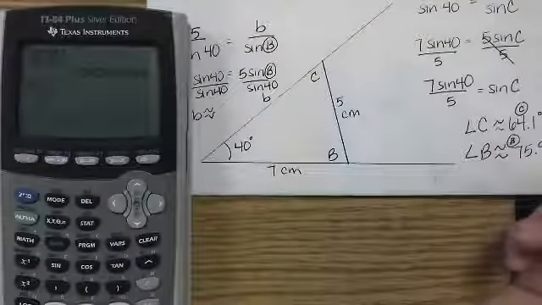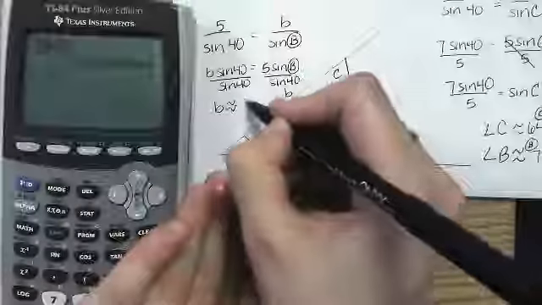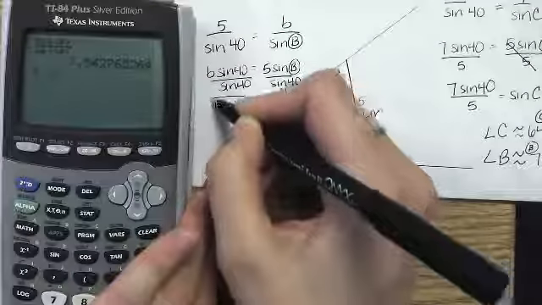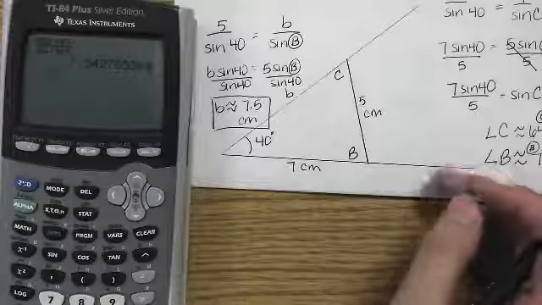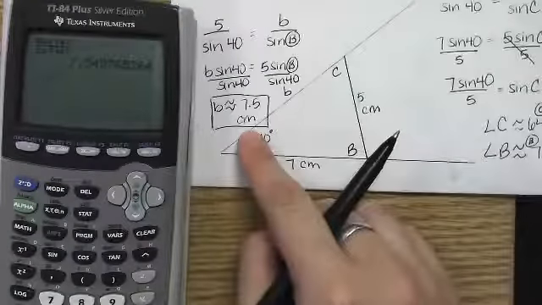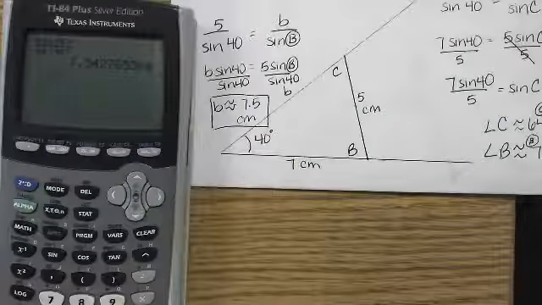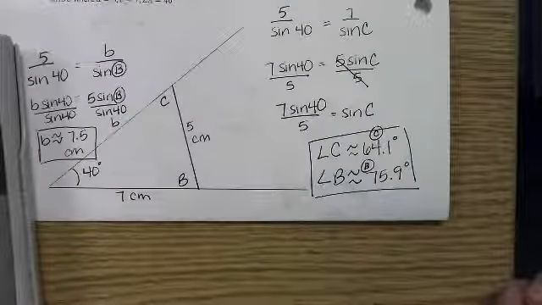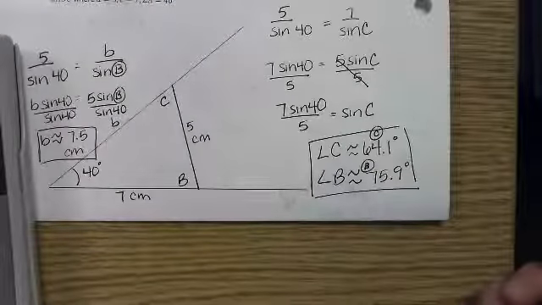Okay. And then were you guys able to get side B okay? 7.5 centimeters. And if you were to get out your ruler, that should be about 7.5 centimeters. Is that a reasonable answer there? Yeah? Okay. You're like, whoa, it actually worked. That's comforting, right? This math has a point.